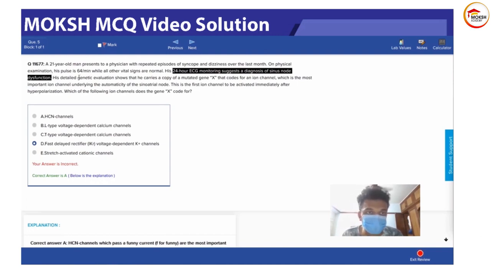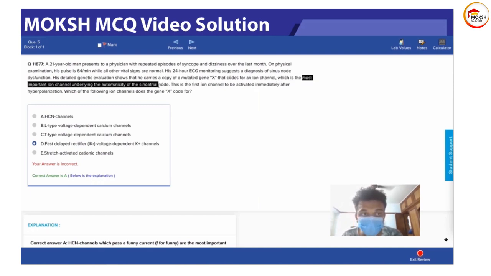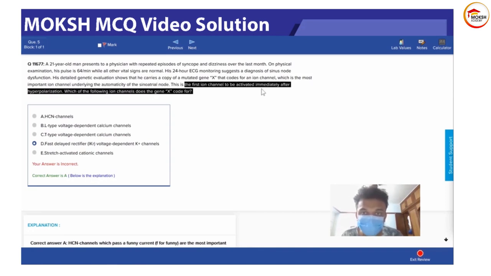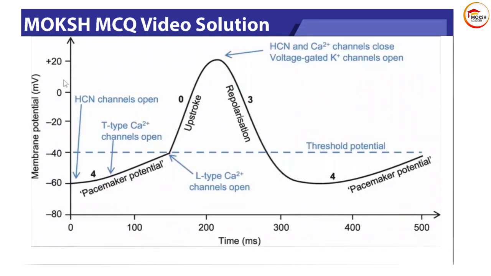Now, when we did genetic evaluation, there was a copy of mutated gene X. What does this gene X do? It codes for an ion channel. Which ion channel? The ion channel is said to be most important underlying the automaticity of the sinoatrial node. And the other thing they are saying is that this is the first ion channel to be activated immediately after hyperpolarization.